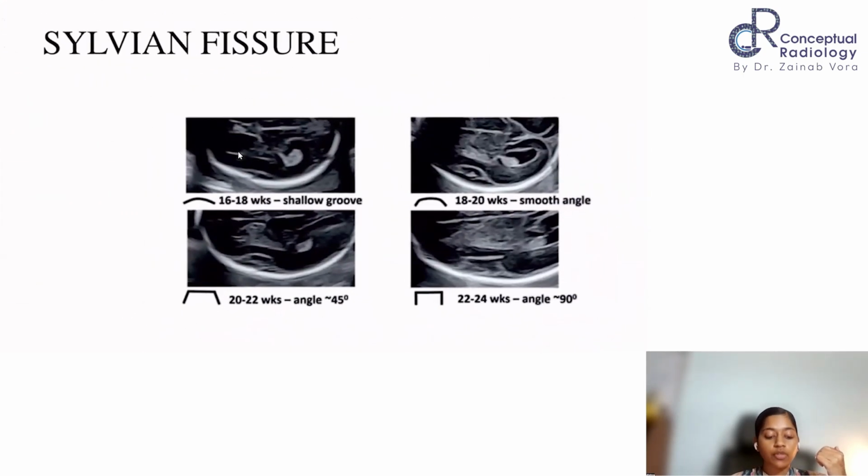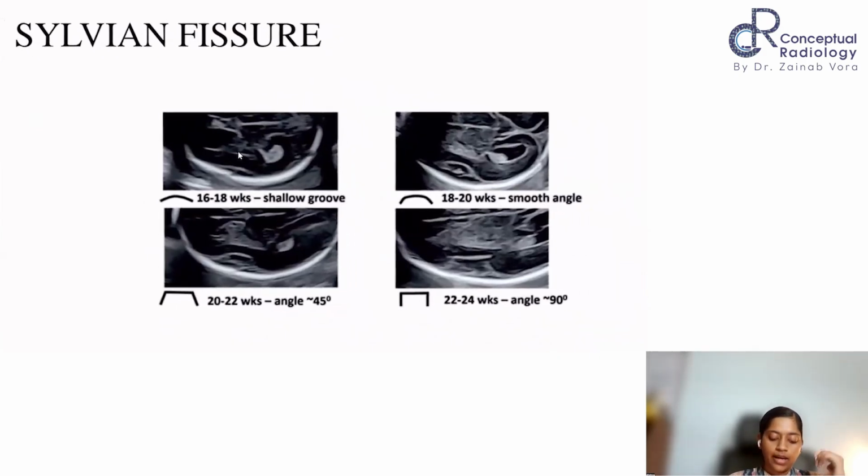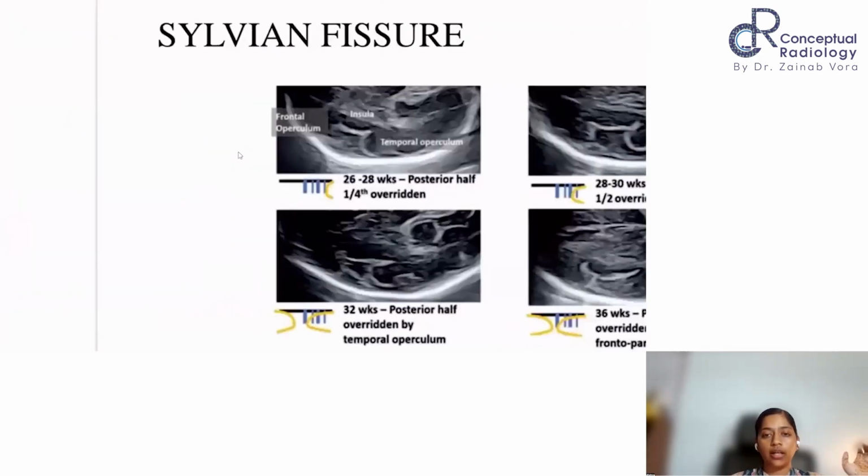Now, how does the Sylvian fissure mature? At 16 to 18 weeks, there is just a slight indentation. It appears like a small, shallow groove. At level 2, it becomes a smooth, angled groove. Later on, the angle is increasing. It becomes 45 degrees, this angle. Then 90, by 24 weeks, this is 90.